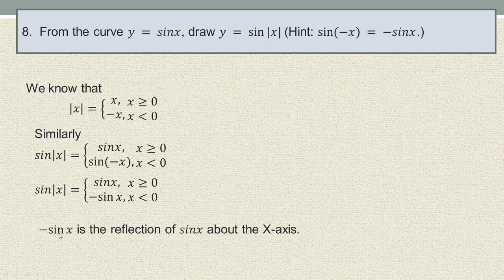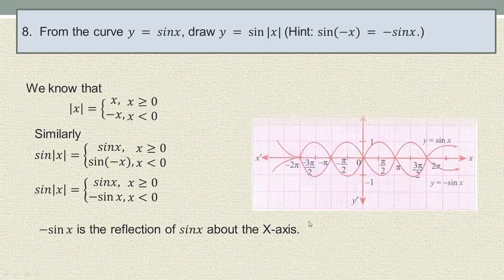So minus sin x is the reflection of sin x about the x-axis. The required curve is, first you draw sin x: it is 0, and it will go to 1, 0, minus 1, 0, 1. Then minus sin x is the reflection of sin x, so if you are having 1, you should have minus 1. So in this way you draw the diagram.